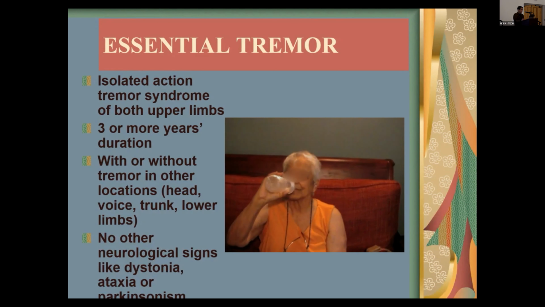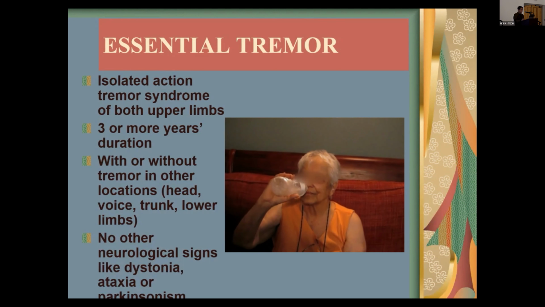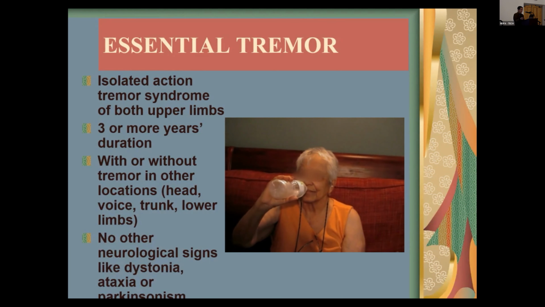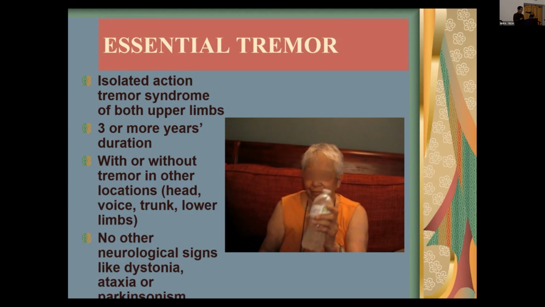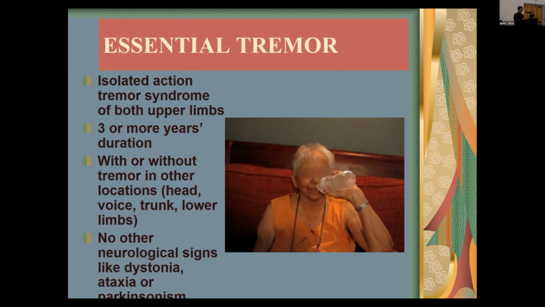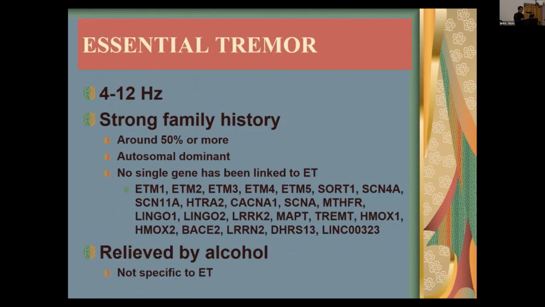Now this tremor can be associated with tremor elsewhere, like the head, the voice, the trunk, or lower limbs. And the classic pure essential tremor has no other neurological signs or symptoms. So this is an example of an isolated tremor syndrome. And if we measure the frequency of the tremor burst, it is within the range of 4 to 12 hertz. And there's a very strong family history of somebody with tremors if you're diagnosed with essential tremor.